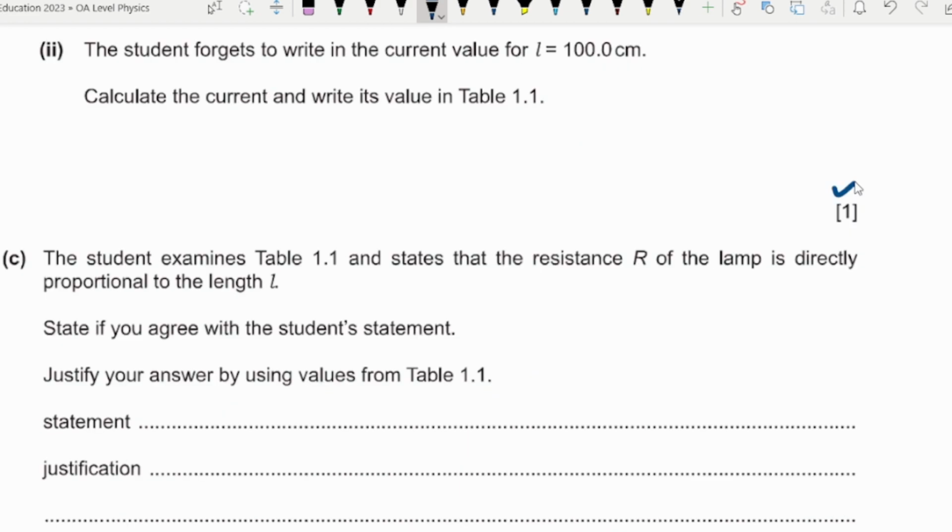Let's move on to the next part, part C. The student examines table 1.1 and states that the resistance R of the lamp is directly proportional to the length. So this is what the student is saying, that the resistance is directly proportional to length. State if you agree with the student's statement. Justify your answer by using the values from the table 1.1.